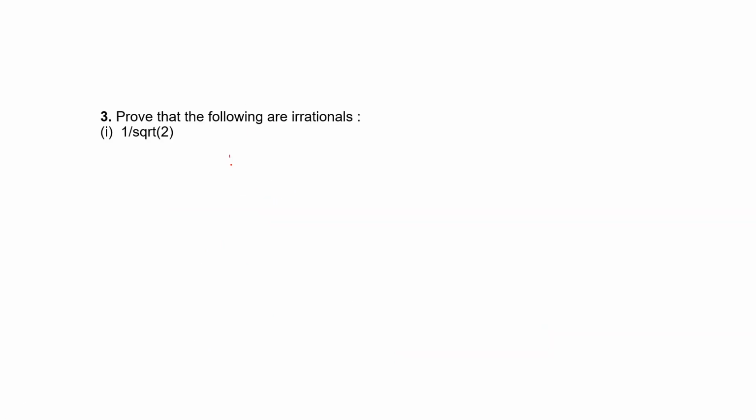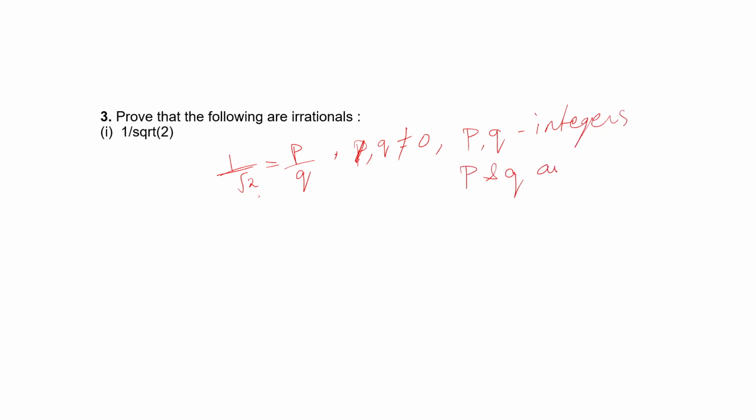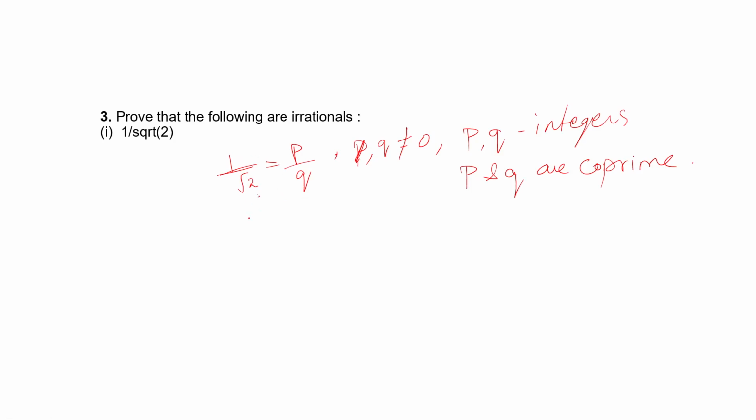So next question, you have taken 1 by square root of 2. We have not proved square root of 2 is irrational till now, so first we have to prove square root of 2 as irrational. Okay, so p by q. As usual you have to write p and q, q not equal to 0, p and q integers, and p and q are co-prime, as discussed in the previous question.